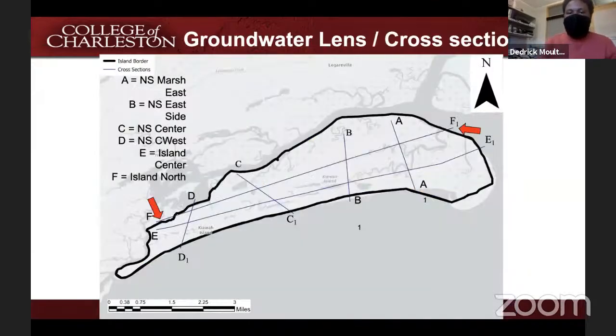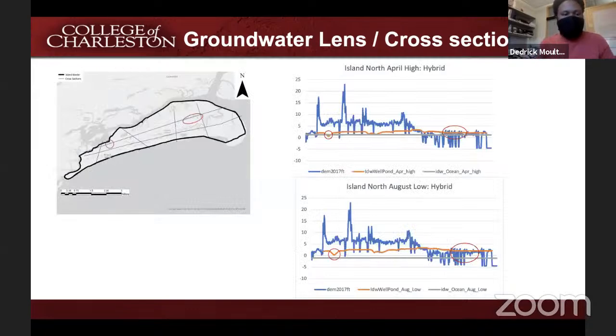To help pull out how we're seeing this, I wanted to look at the groundwater lens in a cross section across the island. I've done this for each of the cross sections, A through F, but for the purpose of this part, I just highlighted some of the more interesting findings. The blue line is the DEM for the area. The orange line is the well pond level, which is the water table that we modeled. And the gray line is the ocean level for the area.